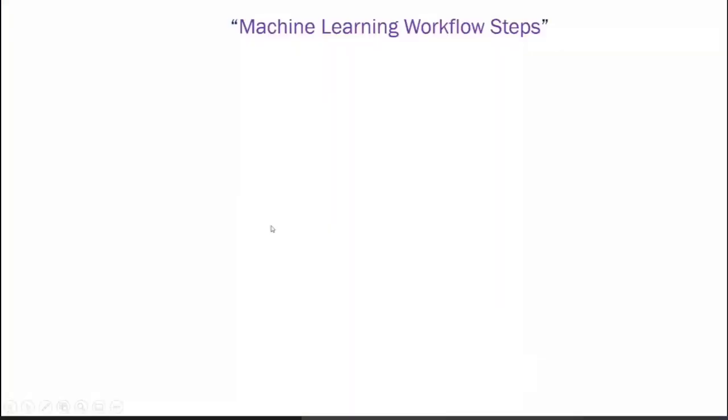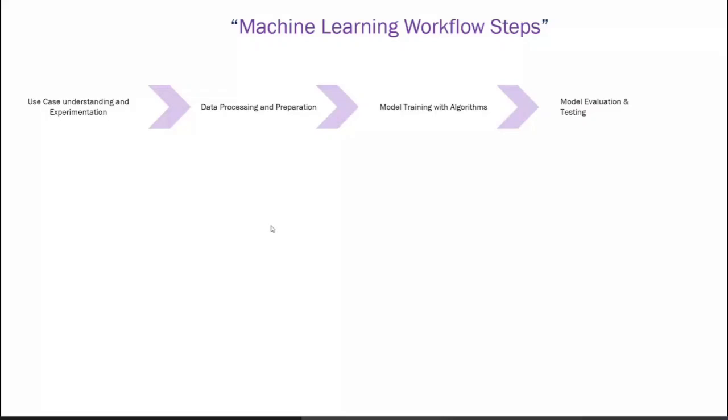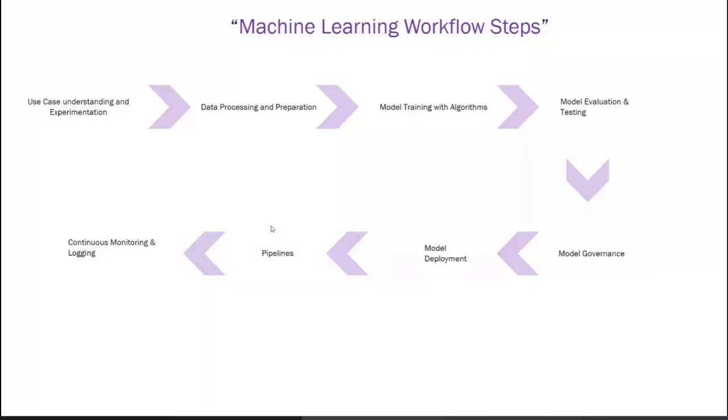So what does an actual workflow include in machine learning? The first step is always use case understanding and experimentation. Second, once we have understood our use case, we will process and prepare the data related to that use case. Third, on that data, we will train our algorithm. After training our algorithm, we will evaluate our model and test it. After that, it will go through model governance. Then we will deploy the model in production or any target environment. Then we will build pipelines for its execution and orchestration. Then we will do continuous monitoring and logging.